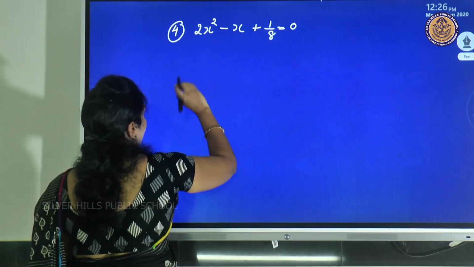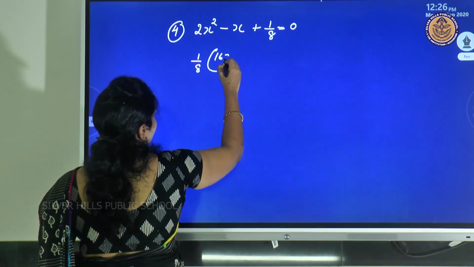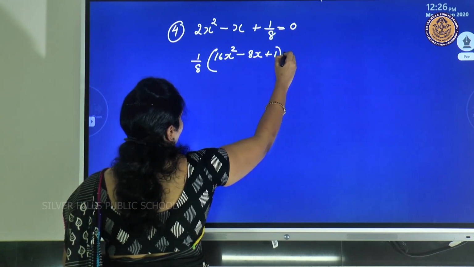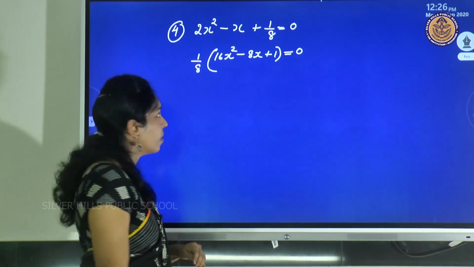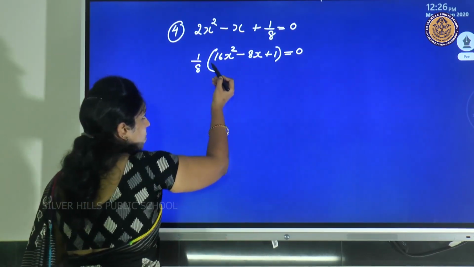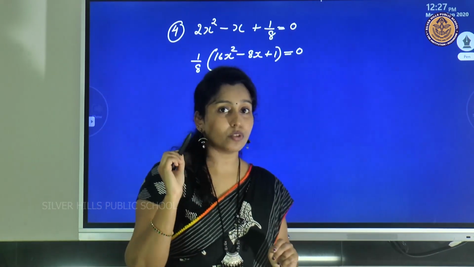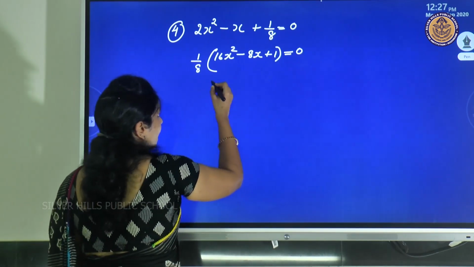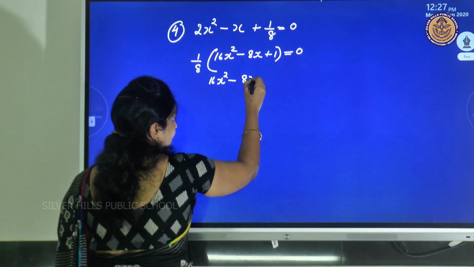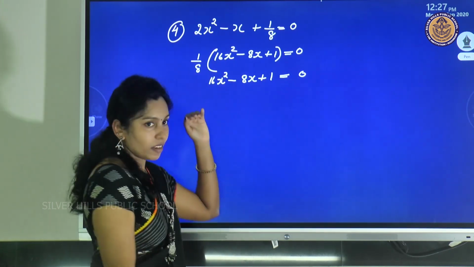We can write it as 1 by 8 into 16x square minus 8x plus 1 is equal to 0. I can modify this question. Now, this 1 by 8 anyway can't be 0. So, what is the only possible condition? 16x square minus 8x plus 1 equal to 0. So, we modified the question.